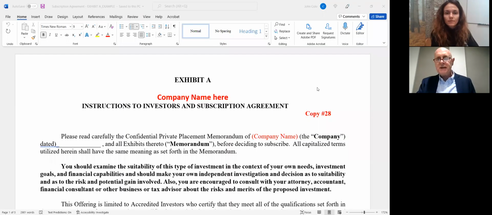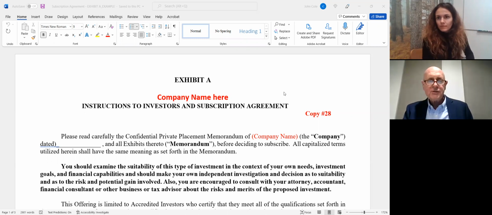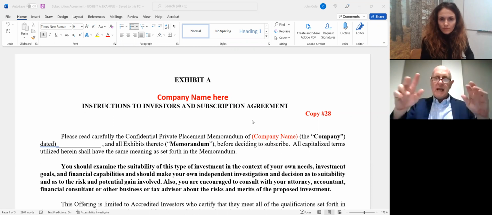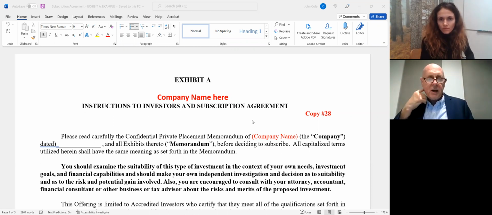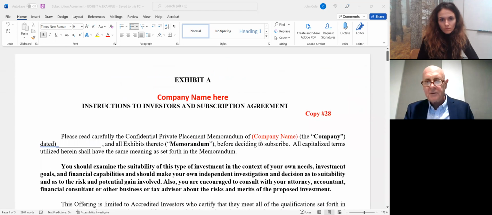So what I'm going to share with you, can you see this, Exhibit A? Yes. Okay, great. Exhibit A is what's called an Instructions to Investors and Subscription Agreement, or sometimes just a subscription agreement. Basically it explains what you're getting for your investment. In this case, it accompanied a private placement memorandum. This company was doing an SEC 504 offering, raising capital. I think it was $3 million.